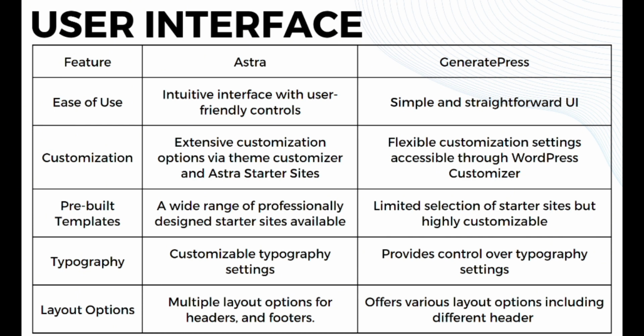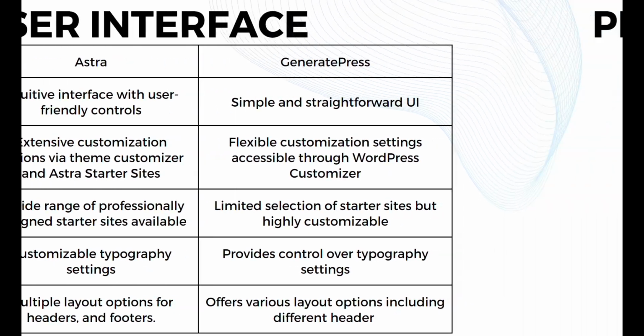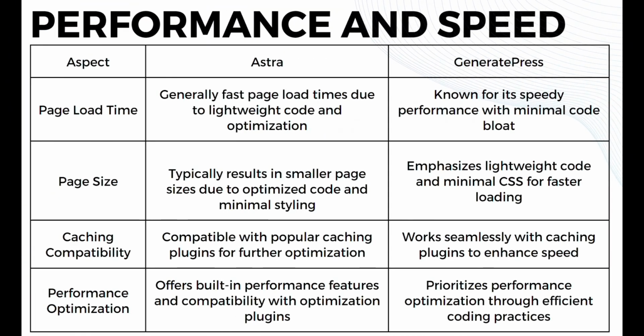And in terms of typography, Astra offers customizable typography settings, while GeneratePress provides control over typography settings. They also offer layout options, wherein Astra offers multiple layout options for headers and footers, while GeneratePress offers various layout options including different header options. Now moving on to the performance and speed comparison.